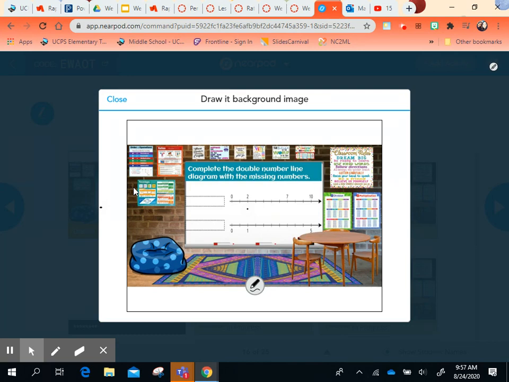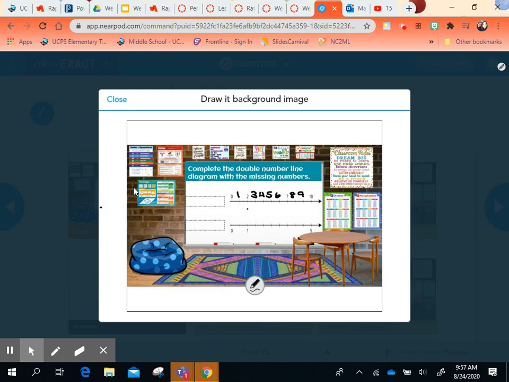So on this top number line, what would go after 0? 1. So 0, 1, 2, 3, 4, 5, 6, 7, 8, 9, and 10. So that one made sense because it had all the numbers kind of laid out for you.